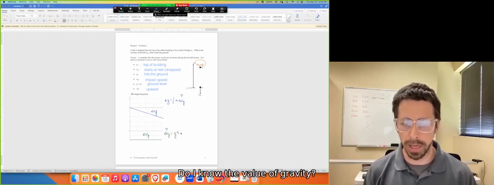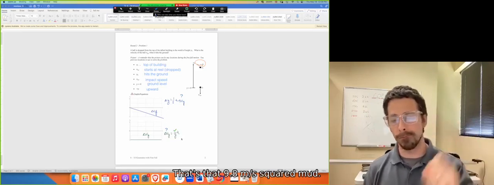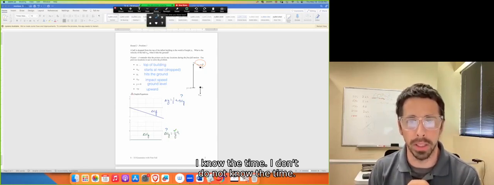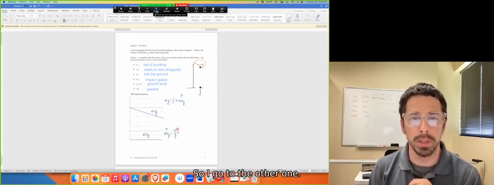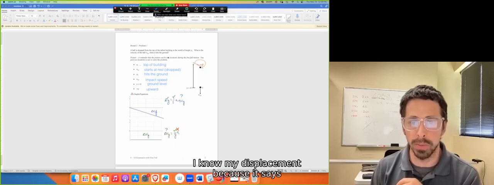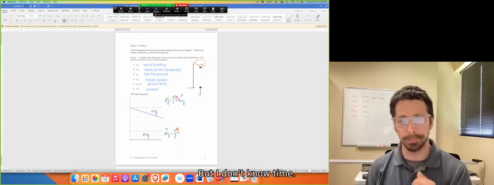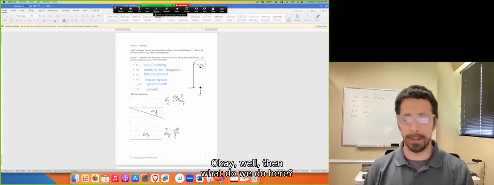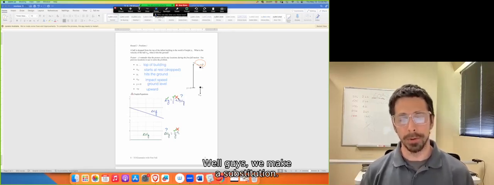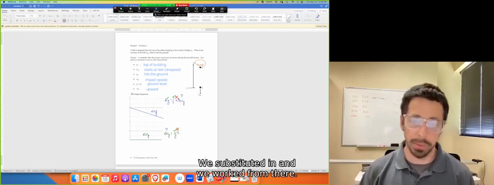So do I know the value of gravity? I do. That's that 9.8 meters per second squared. Do I know the time? I do not know the time. So I go to the other one. I can already see this. I know a half. I know my displacement because it says that I started at height y and I hit the ground. But I don't know time. Okay, well, then, what do we do here? Well, guys, we make a substitution. We solve for time on one of them, we substitute it in, and we work from there.